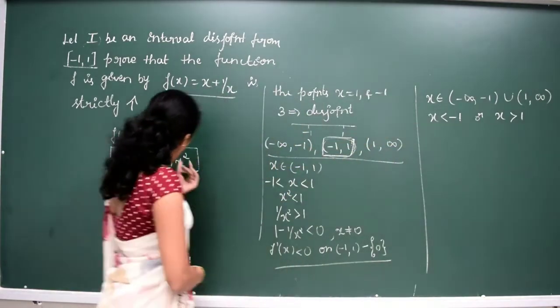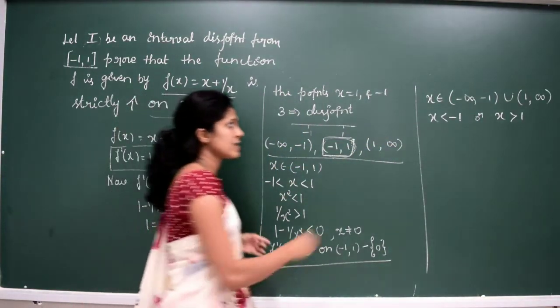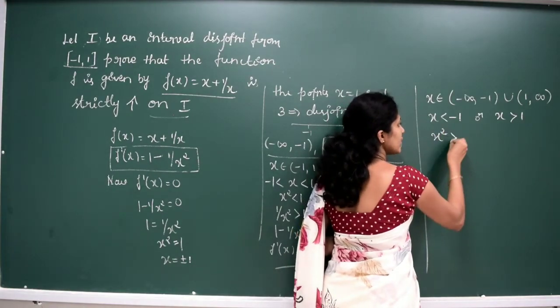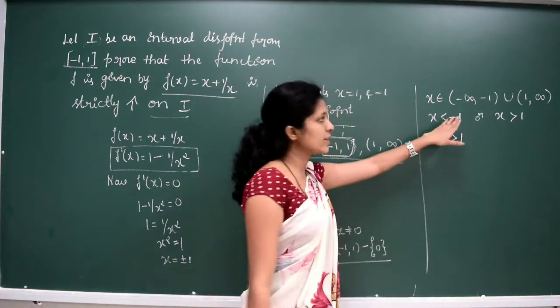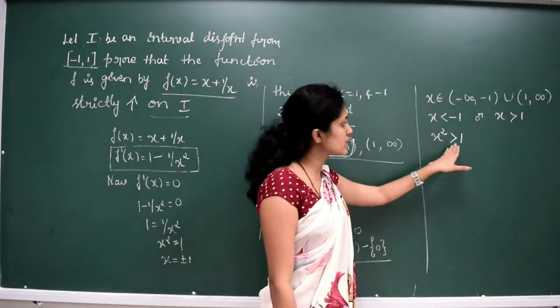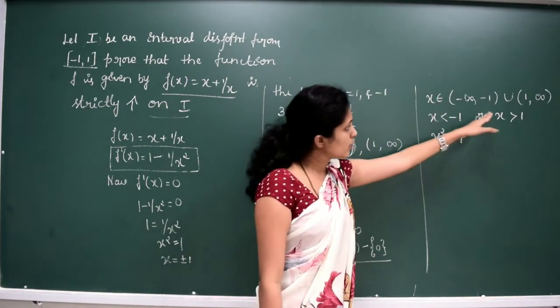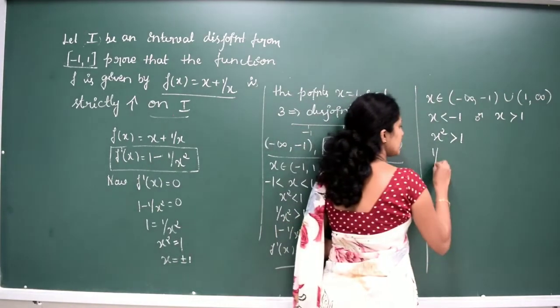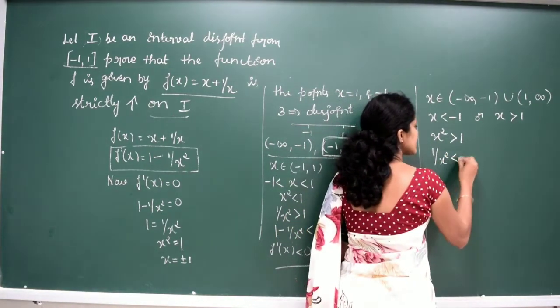We need 1 by x square. So if I square this, obviously x square will be greater than 1. Right? Less than minus 1 is there: minus 2, minus 3, minus 4. If you square that, obviously x square will be greater than 1. X square is greater than 1, so 1 by x square is less than 1.